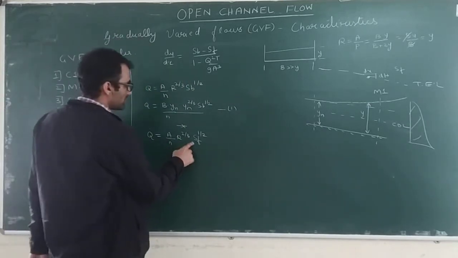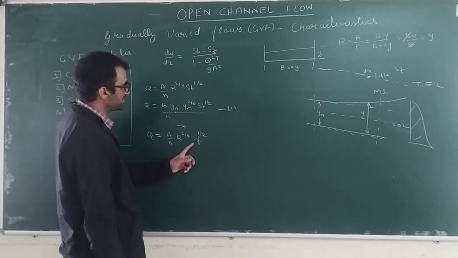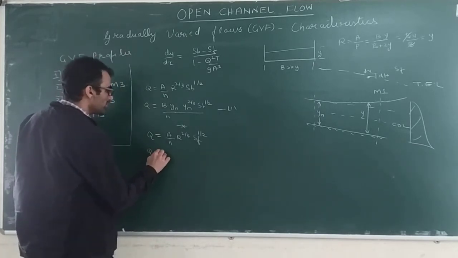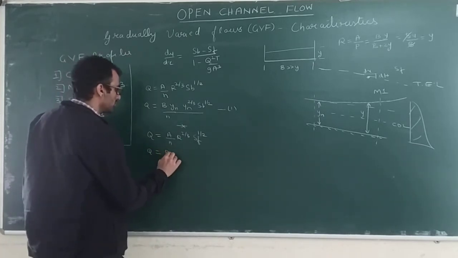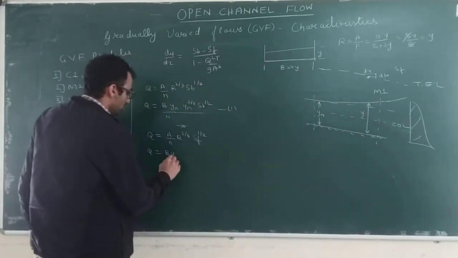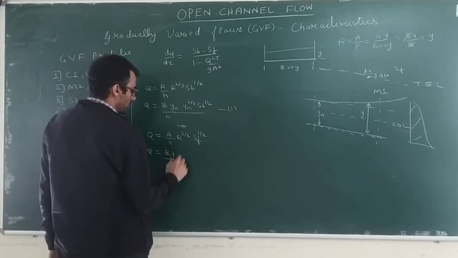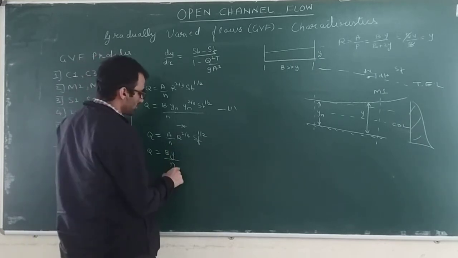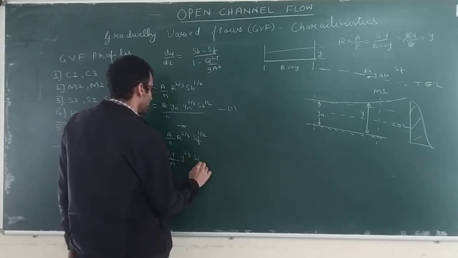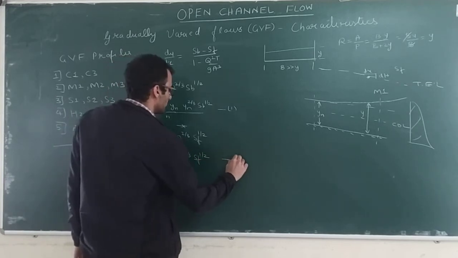So you will have to use the friction slope or energy slope, whatever you can say. So Q will be equal to A. Now area is B into, here the flow depth is Y, so area will be B into Y. Then upon N, N will not change because the channel is the same and the flow is also the same. R is Y to the power 2 by 3, again SF to the power half. This is your equation number 2.